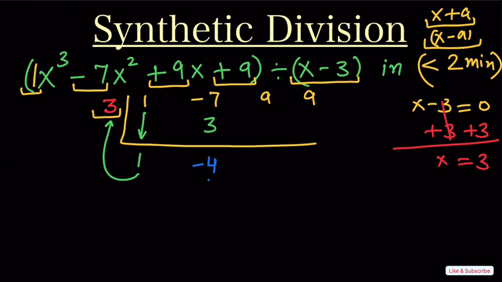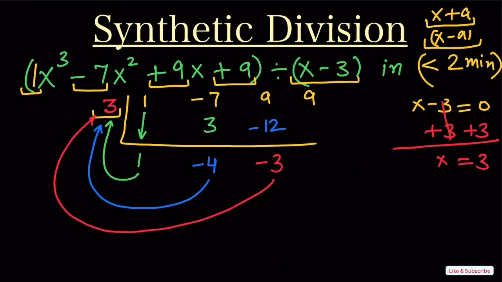Now we will multiply the number at the bottom, that's negative 4, by the number on the side. Negative 4 times 3 gives you negative 12. Now we will add 9 and negative 12. What's 9 minus 12? That's negative 3. Now we'll multiply negative 3 with the 3. That gives you negative 9. And 9 minus 9 gives you 0, right? The last number which we get over here is the remainder.